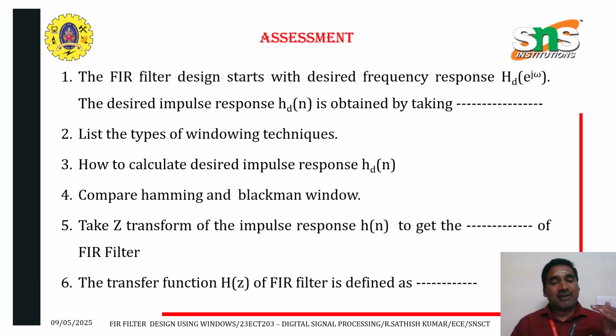Compare Hamming and Blackman window. In Hamming window, the width of the main lobe is 8 pi by n. In Blackman window, the width of the main lobe is 12 pi by n. Take the Z transform of the impulse response h of n to get the transfer function of the FIR filter. The transfer function h of z of the FIR filter is defined as h of z is equal to summation n is equal to minus n minus 1 by 2 to plus n minus 1 by 2 h of n into z power minus n.